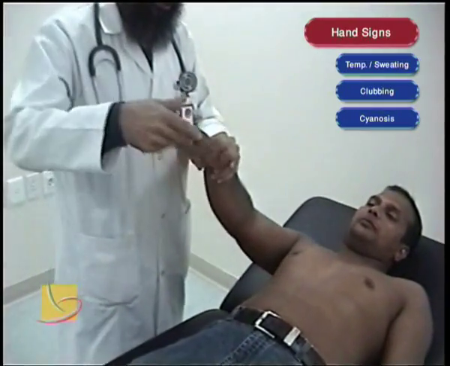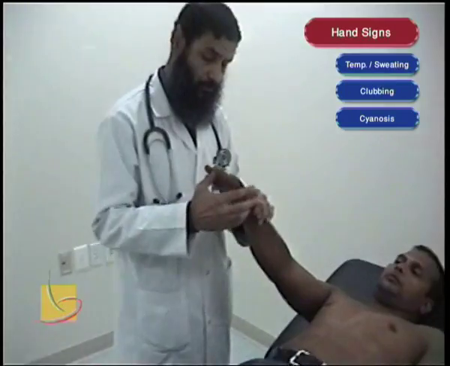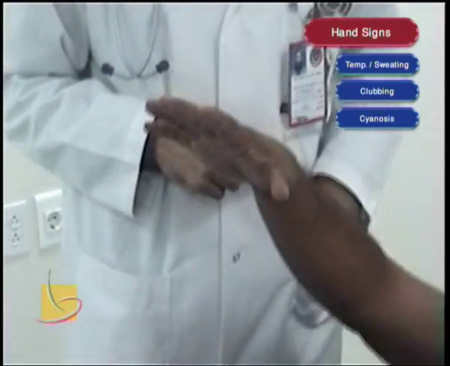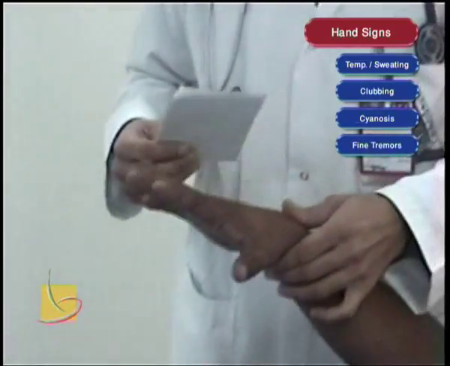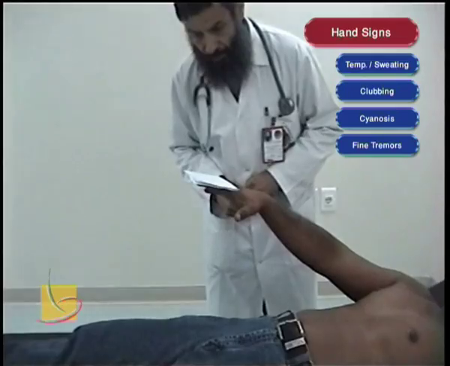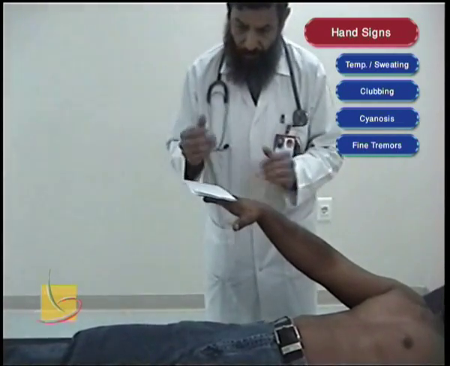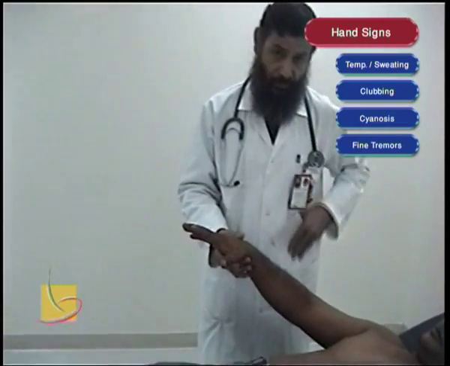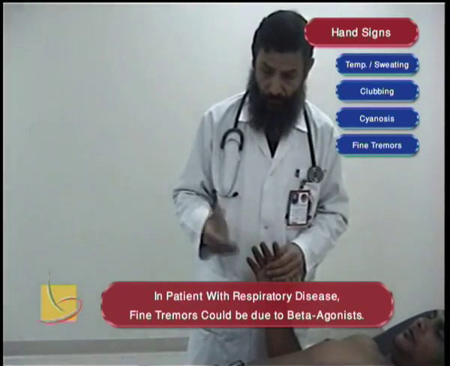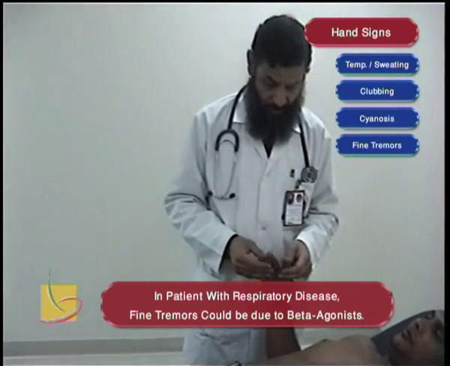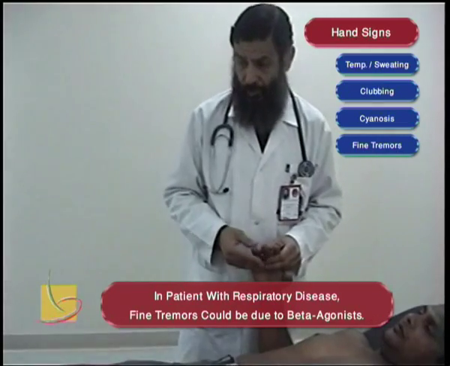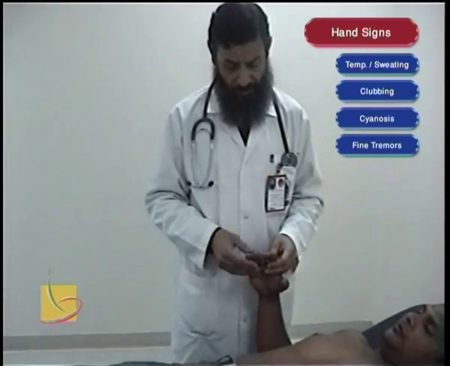And this may be the only sign indicating that the patient has clubbing. Then, can you do like this, please? And open this. Check now for tremors. First, look for fine tremors. And if they are not apparent in this position, they are not clear, you may put a piece of paper like this and observe. Fine tremors should be there. A patient with respiratory disease may have fine tremors due to drugs. If he is taking beta agonists like salbutamol or related drugs, as in cases of bronchial asthma or COPD, they may be taking salbutamol or other beta agonists.